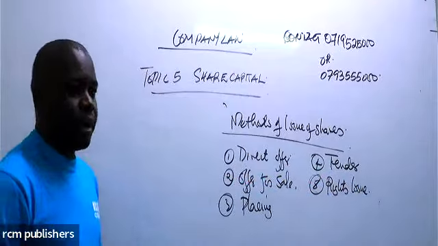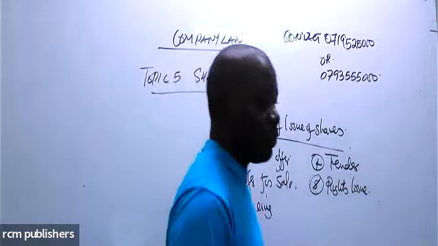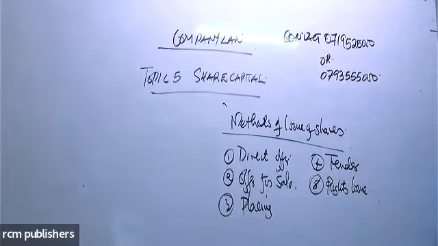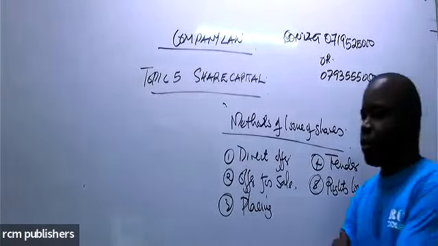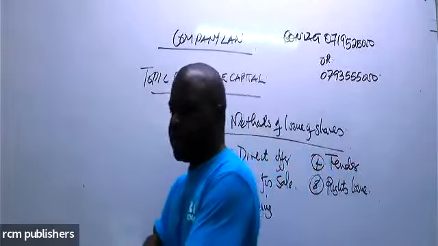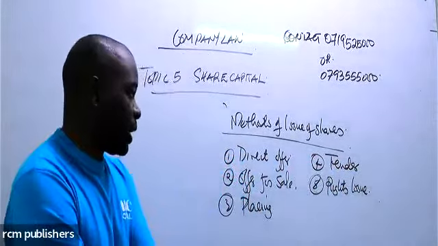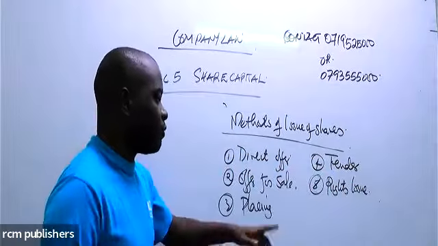So direct offer is whereby the company directly is involved in having to sell the shares. What happens? The company, through its directors, is able to come up with the prospectus. Then of course they invite members of the public to buy the shares.